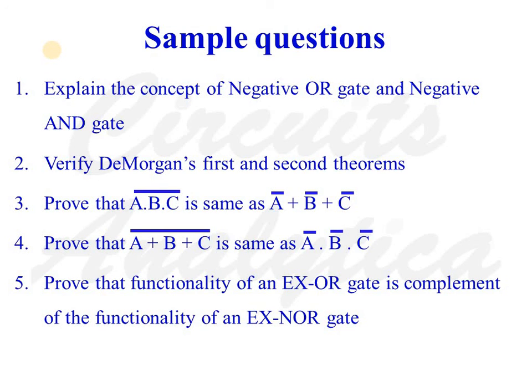So these are some sample questions. Explain the concept of negative OR gate and negative AND gate. Verify De Morgan's first and second theorems. Prove that ABC the whole bar is same as A bar or B bar or C bar. Prove that A or B or C the whole bar is same as A bar and B bar and C bar. Prove that functionality of an XOR gate is complement of the functionality of an XNOR gate.